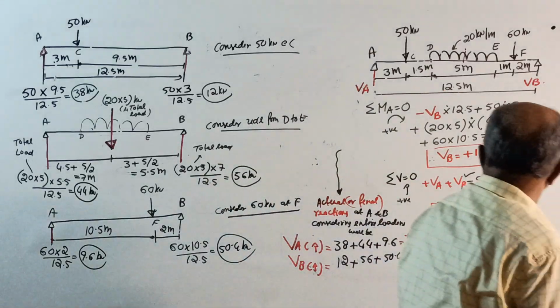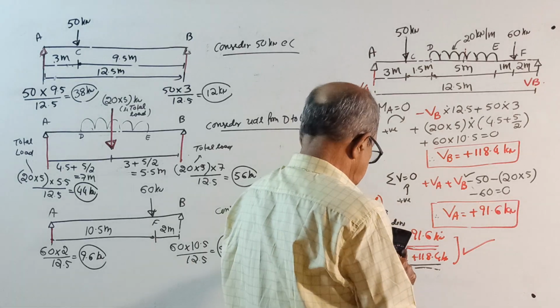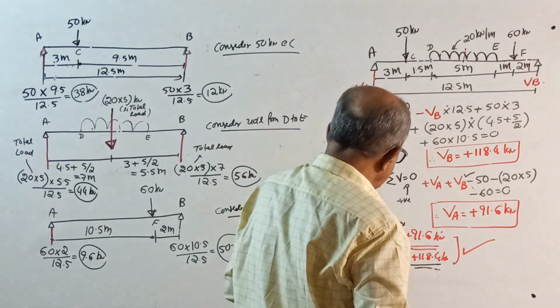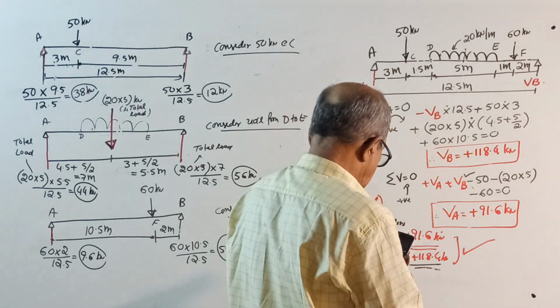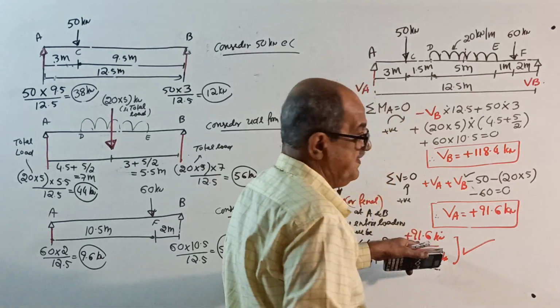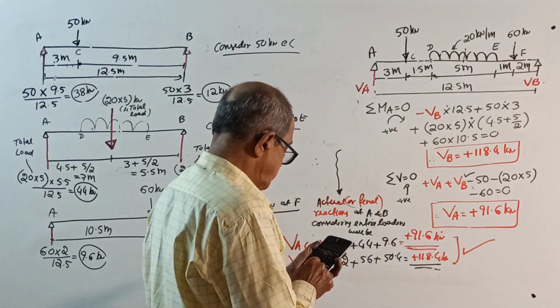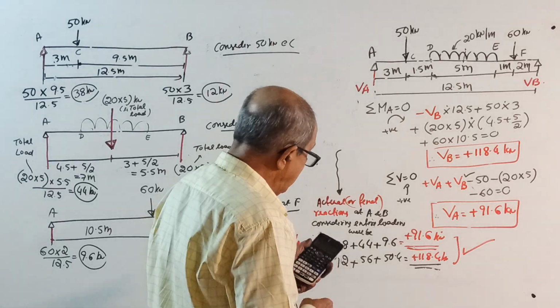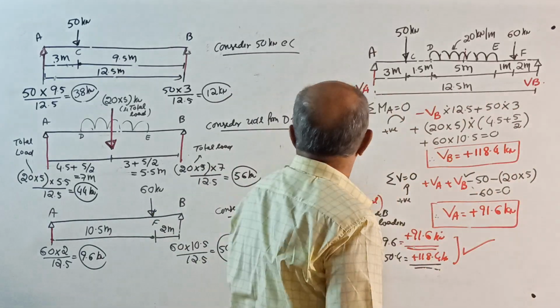Still not checked. Okay. 38 plus 44 plus 9.6, 91.6 kilonewton. 12 plus 56 plus 50.4, 118.4 kilonewton. Now make a note.